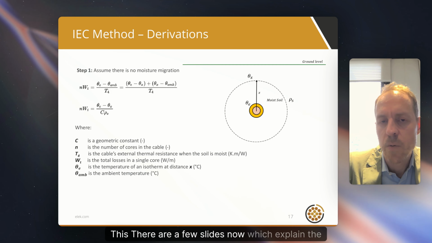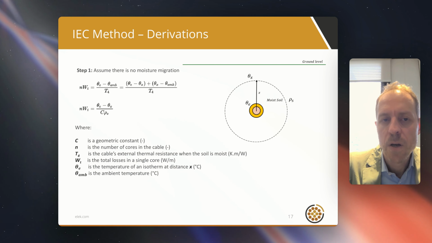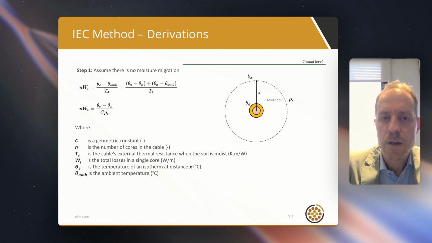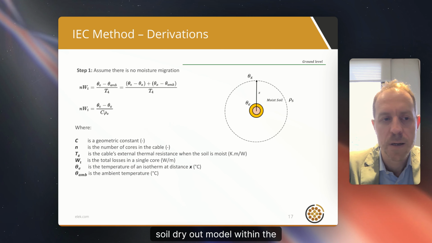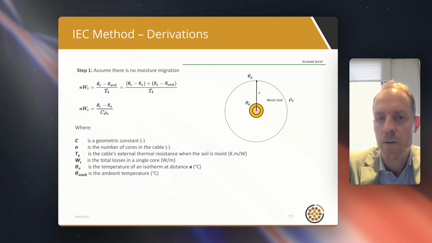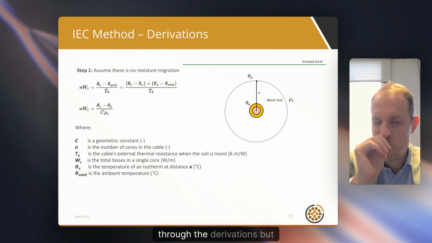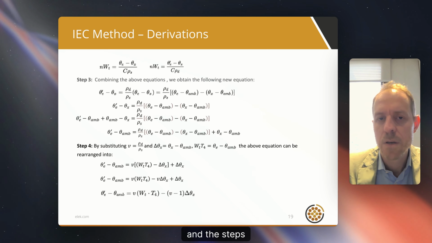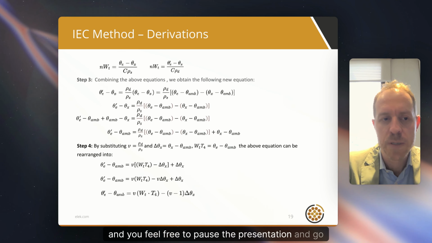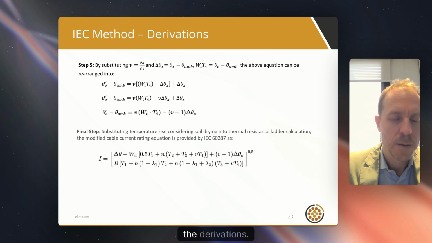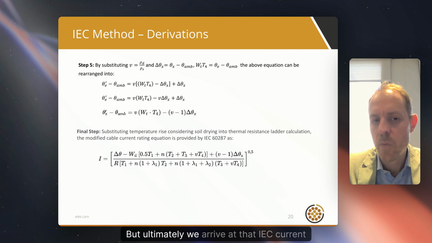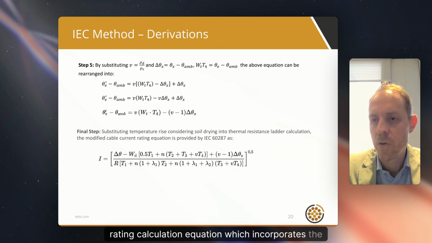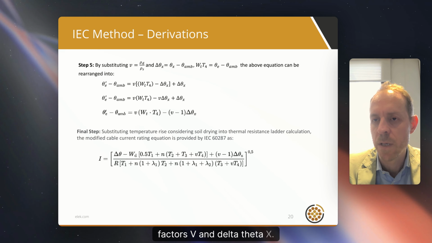There are a few slides now which explain the derivation of the IEC method for incorporating the two-zone soil dry-out model within the IEC equations. I'm not going to go through the derivations in detail, but I will present the slides and the steps, and you feel free to pause the presentation and go back over them. Ultimately, we arrive at the IEC current rating calculation equation, which incorporates the factors V and delta theta X.